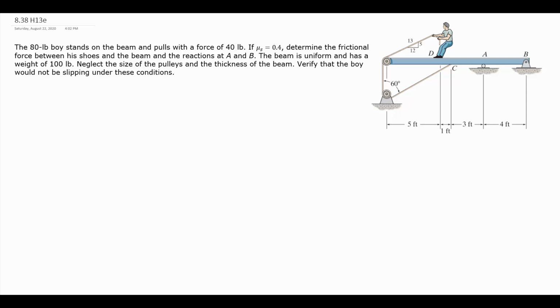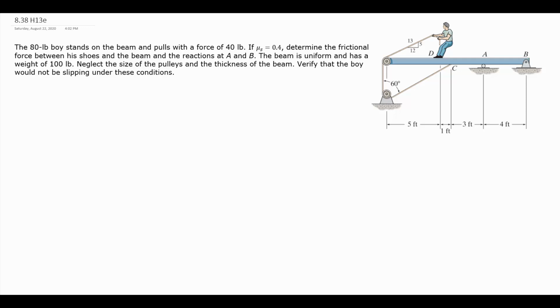In this problem, we have a boy standing on a beam while pulling on a rope that's elaborately connected back to the beam below him. And what we want to find here is, if the system is in static equilibrium, what is the friction force that must exist between the boy and the beam? So at his shoes, what's that friction force going to be? And what are the support reactions at A and B?